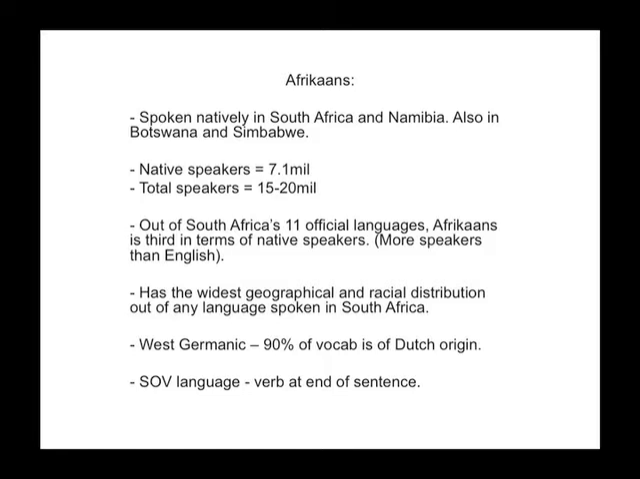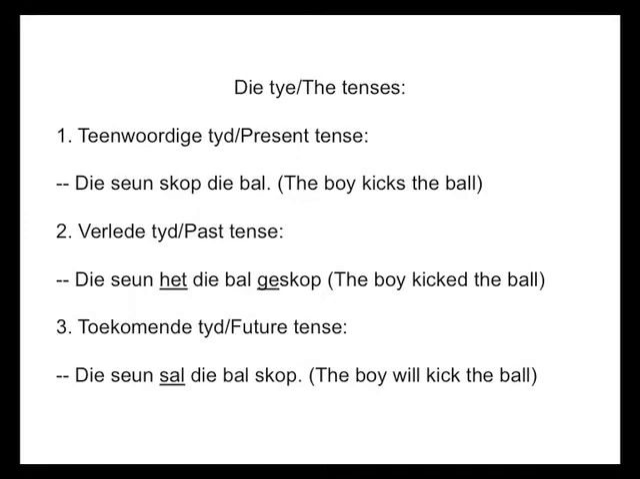Alright, so let's go to a little bit about the grammar. First of all, die tye, the tenses. Die teenwoordige tyd, the present tense. Basically what I've done is just written the same sentence over in the present tense, past tense, and future tense, just so you can see how it changes. So we've got this sentence here: Die seun skop die bal, which means the boy kicks the ball. And that's in the present tense.